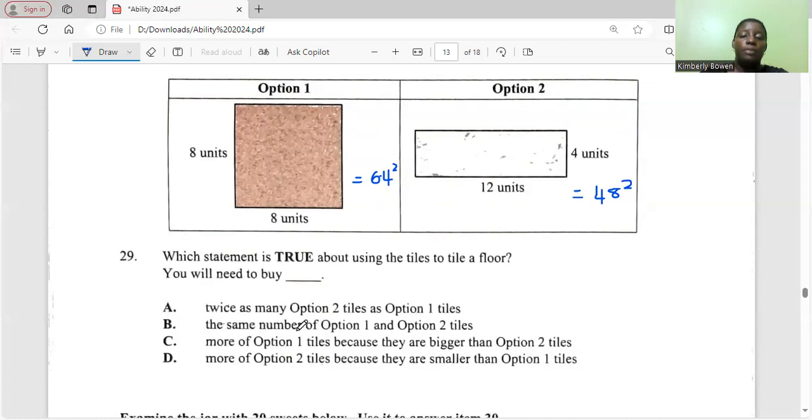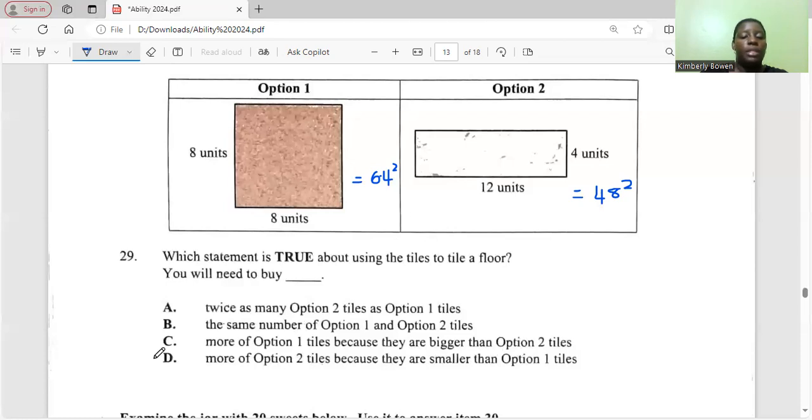You need to buy the same number of option 1 as option 2. They're not the same size, and they don't have the same area. So that's not correct. More of option 1 tiles because they are bigger than option 2, or more of option 2 because they are smaller. If the tiles are bigger, we don't need to buy more. But if the tiles are smaller, clearly we're going to buy more.